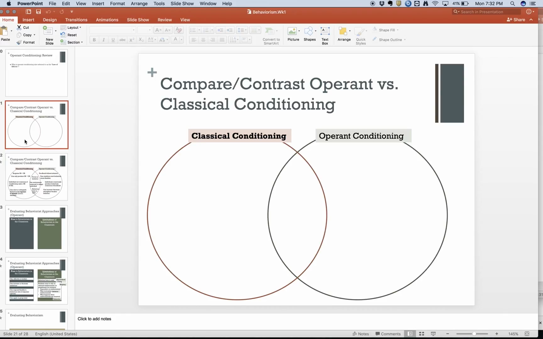In finishing up our discussion of behaviorism, I wanted to do two things. First, I wanted to compare and contrast operant versus classical conditioning. And then I wanted to evaluate behaviorism overall as a theory of learning, with a particular focus on operant conditioning, but also on behaviorism more broadly. Just like I've done in the past, I want to give you just 30 seconds to see if you can come up with two contrasts between classical versus operant conditioning, as well as thinking about what these two approaches have in common.